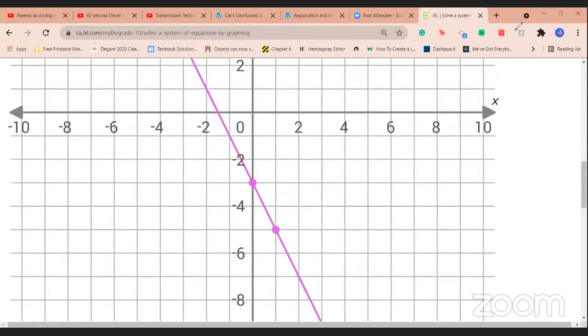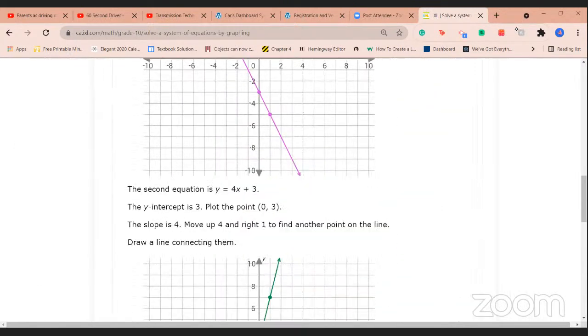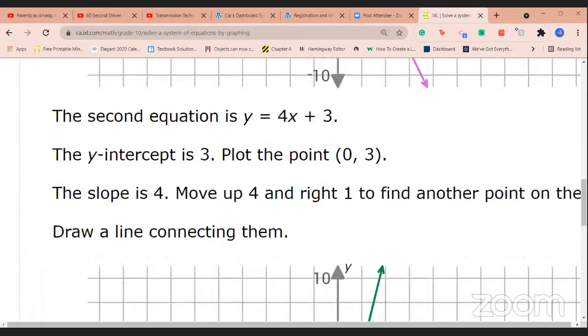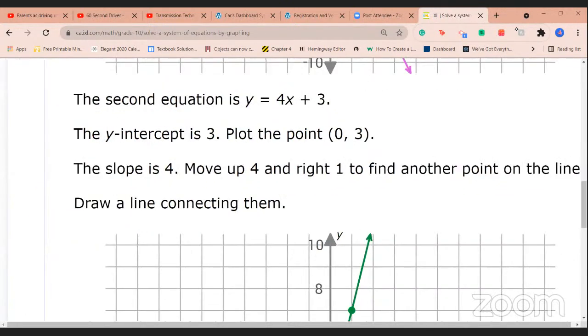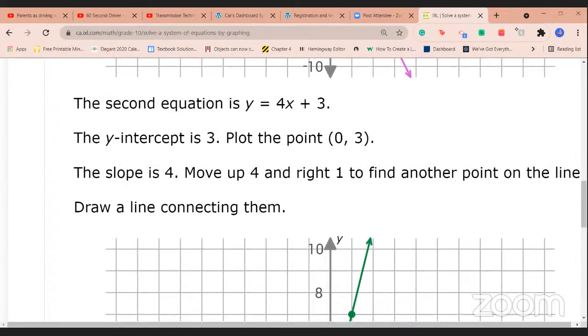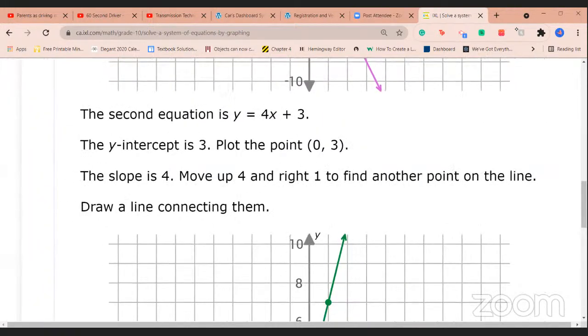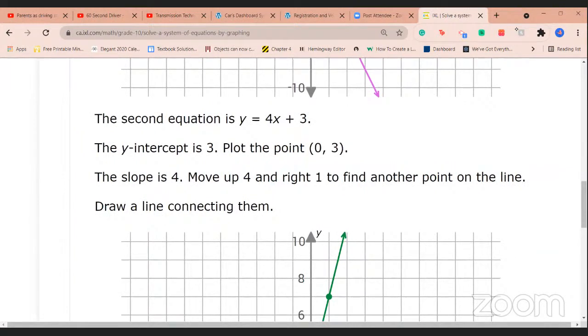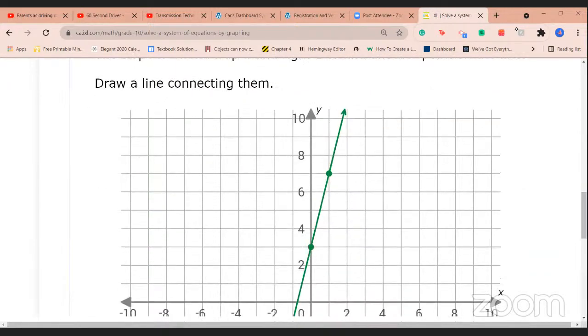So you're going to connect your y-intercept to your slope point and just draw a straight line after getting these 2 points. Now the second equation is y equals 4x plus 3. By looking at it, what's the y-intercept? 4 is the m and 3 is the b. 3 is the y-intercept. Excellent. So your point would be 0, positive 3, and your slope would be 4. So you're going to move up 4 and to the right 1 to find another point on the line. Draw a line connecting them.